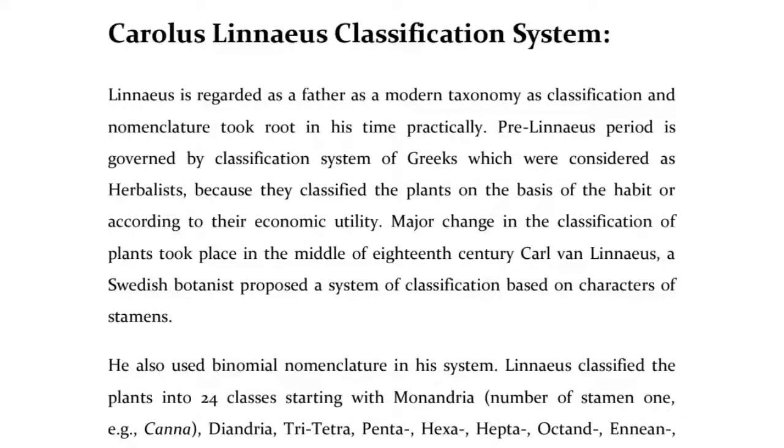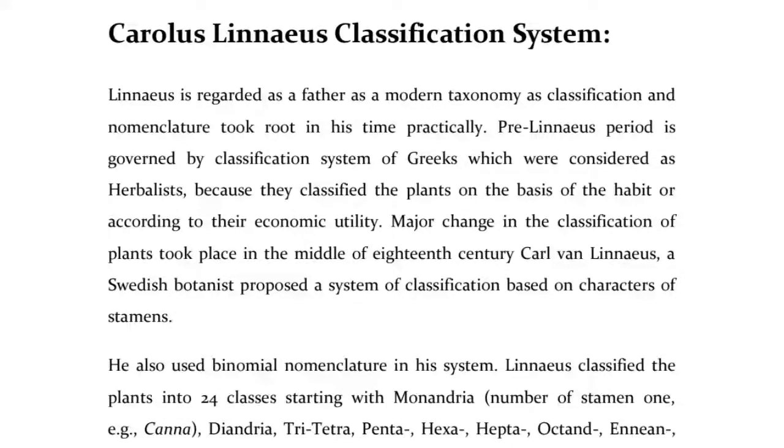Carolus Linnaeus classification system. Linnaeus is regarded as the father of modern taxonomy, as classification and nomenclature took root in his time. The pre-Linnaeus period was governed by the classification system of the Greeks, who were considered herbalists, because they classified plants on the basis of habit or according to their economic utility.